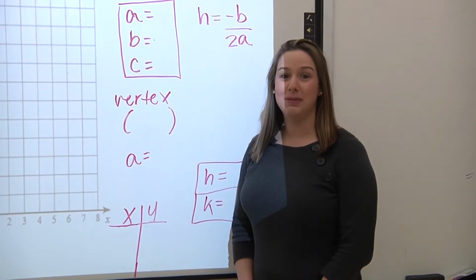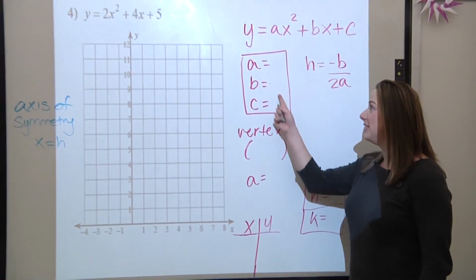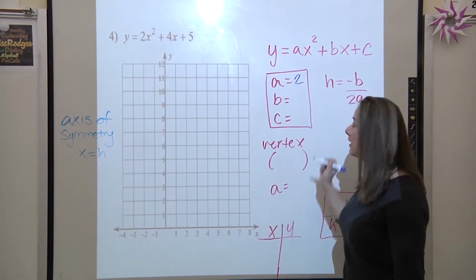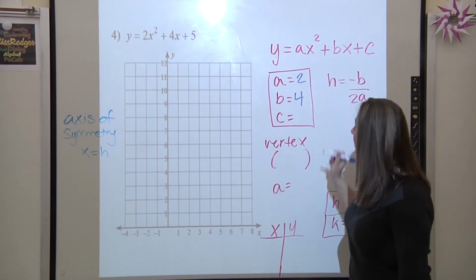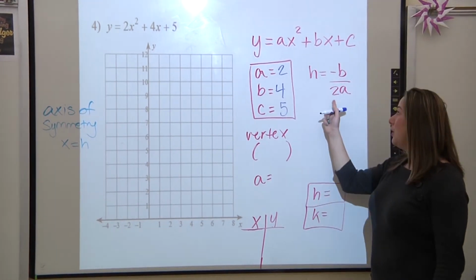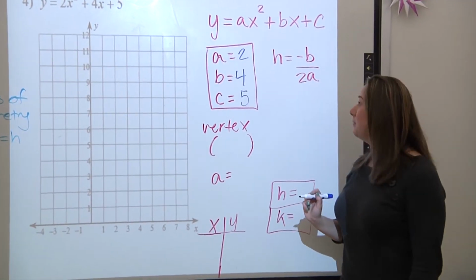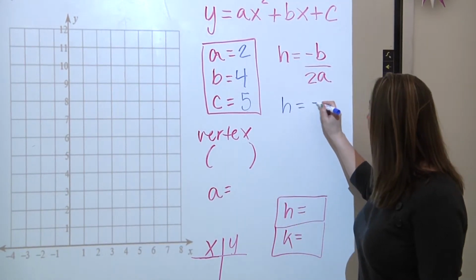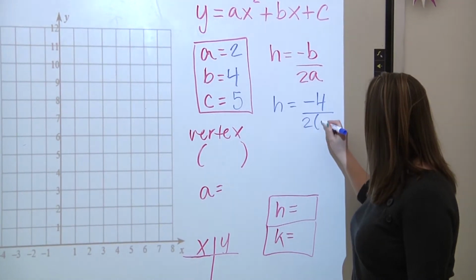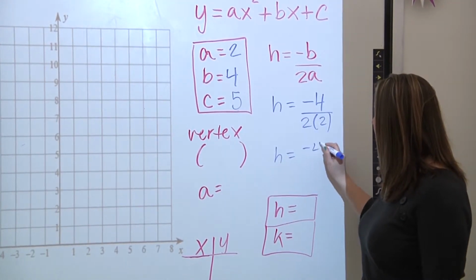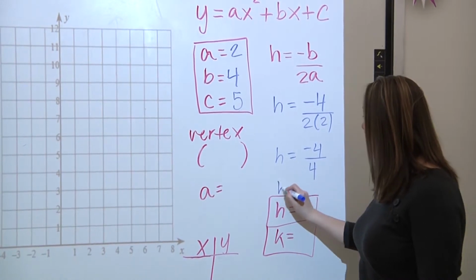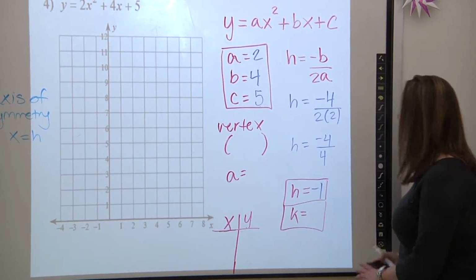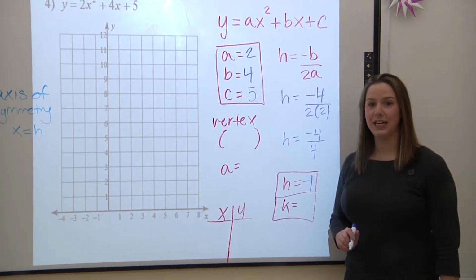Let's take a look at another problem in standard form. For this problem, let's identify our a, b, and c values. For this one, we're going to have a as 2, b as 4, and c as 5. Using our formula for h equals -b all over 2a, we can find the x point of the vertex. For this problem, h equals -1.